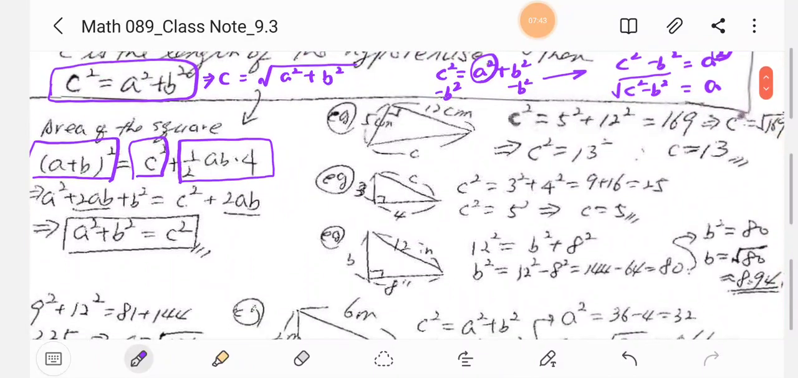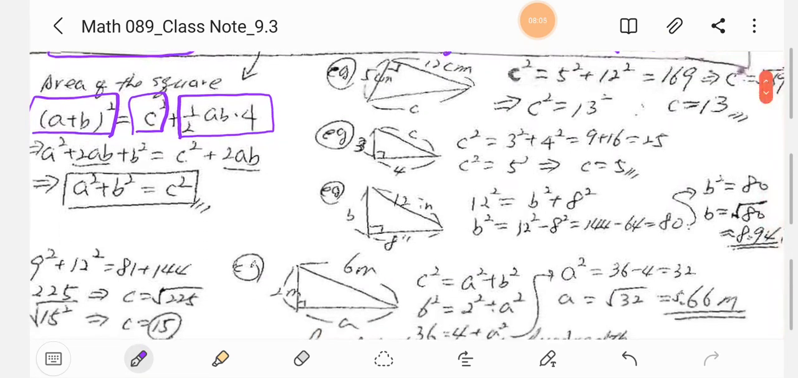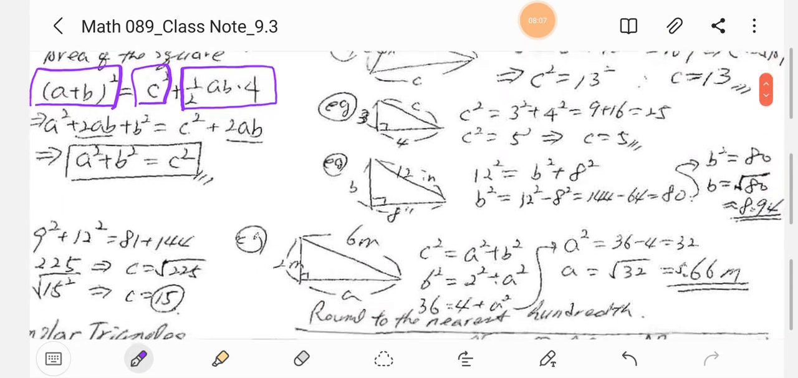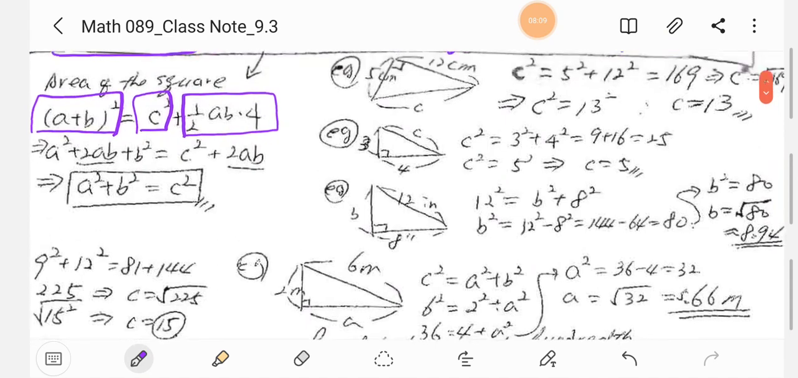Okay, how about this example? The 2 legs are 5 and 12. So C squared is 5 squared plus 12 squared. Then this is 169. So the length C will be the square root of 169, which is 13. So we do the same thing in this case.